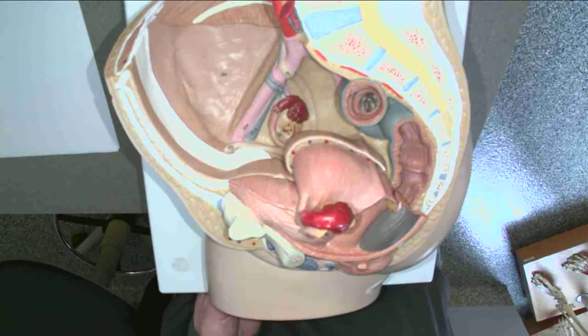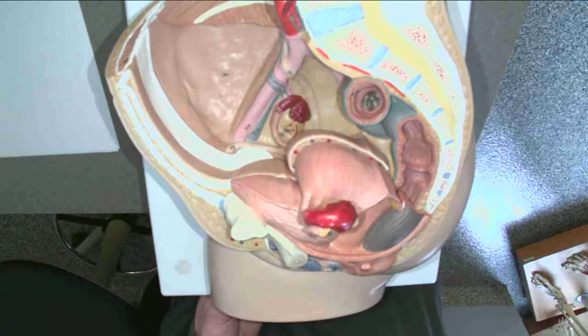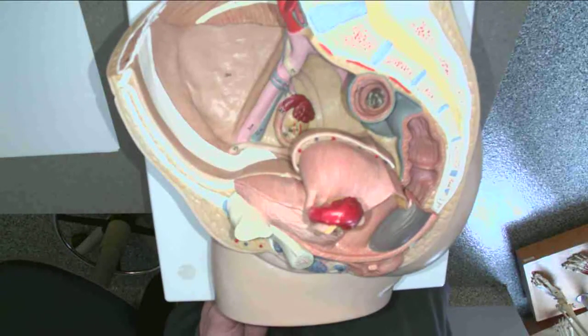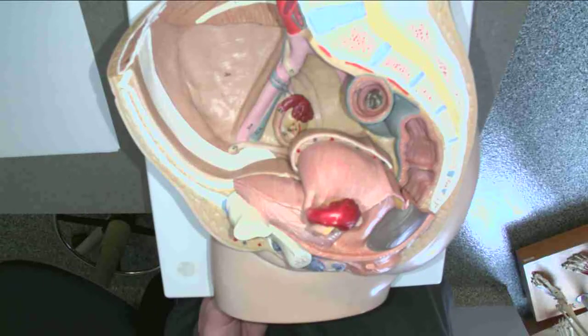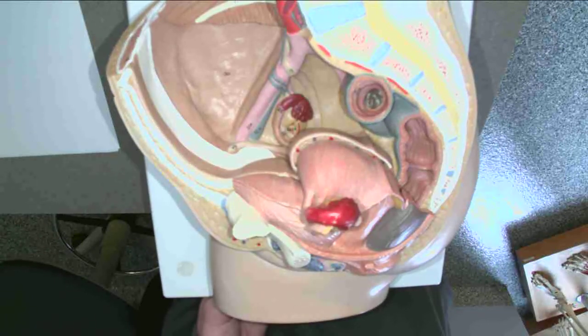So there's either structures that generate the gametes, structures that transport the gametes, or structures that facilitate reproduction, and that's the development and growth of a new human being. So with those three things in mind, we'll start here with the female reproductive system.